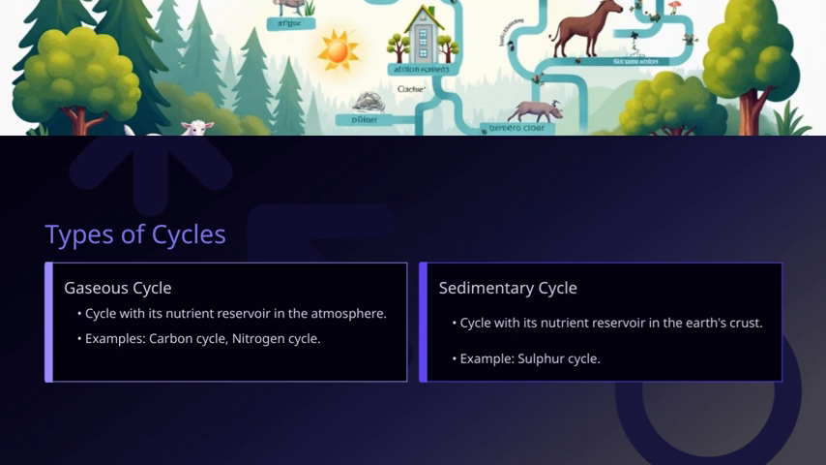are stored mainly in the Earth's crust, like sulfur, while others are stored in the atmosphere, like carbon and nitrogen. Recognizing these differences helps us understand how nutrients move and cycle through different parts of our planet, which is fundamental to our overall understanding of ecosystem dynamics and environmental health.